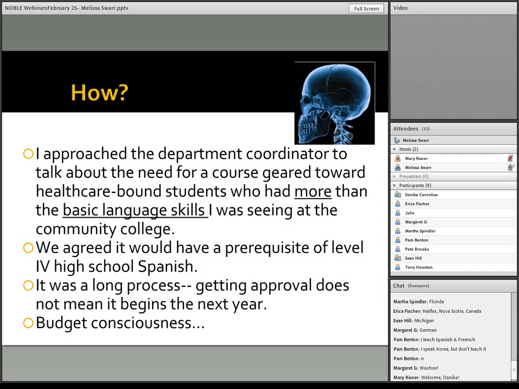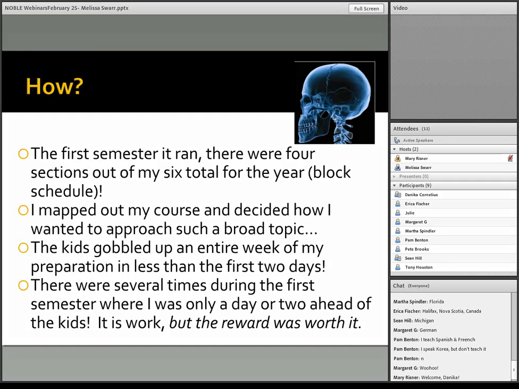Under $2,000, probably even under $1,500 or $1,200. And I did not charge the district to develop the course or anything like that. I knew what I needed to do to get it approved, basically.